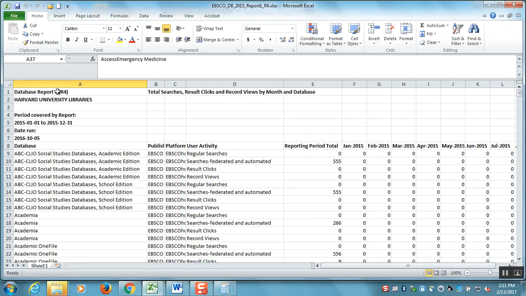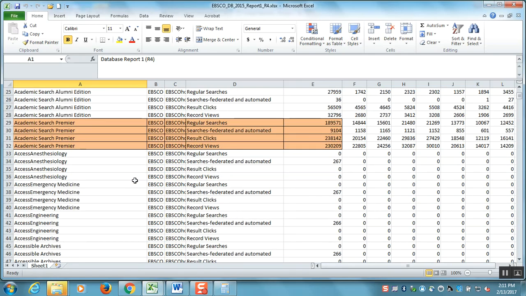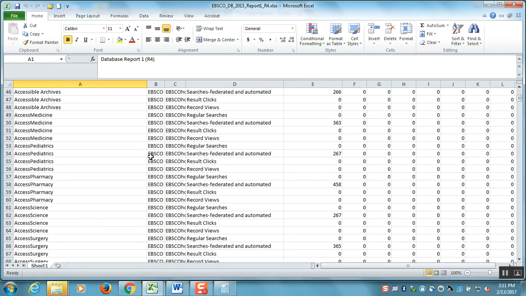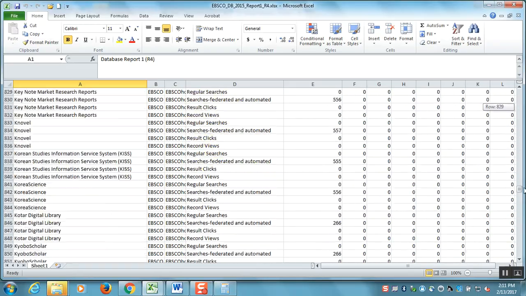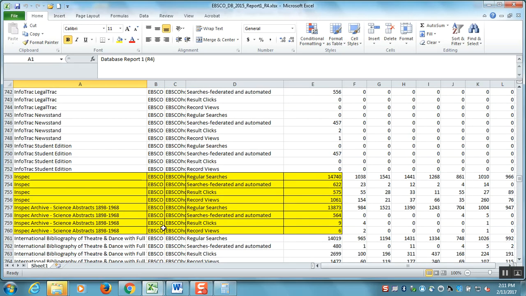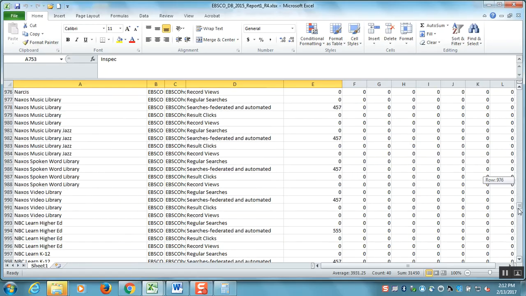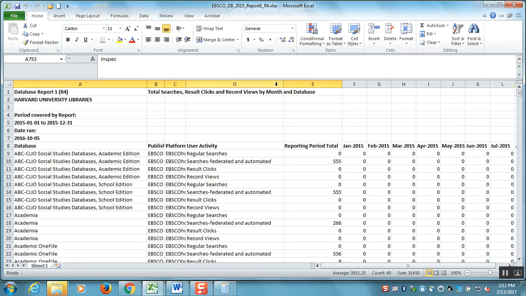So here we have another database. This is a database report, number 1, revision 4. So these are all different databases that we get from EBSCO. And I've highlighted some of them in different colors so I can keep track of their use over time. There we go. So Inspec, that summarized database that you saw the other day, I actually pull them out of different reports for each of the years for this particular Counter report.